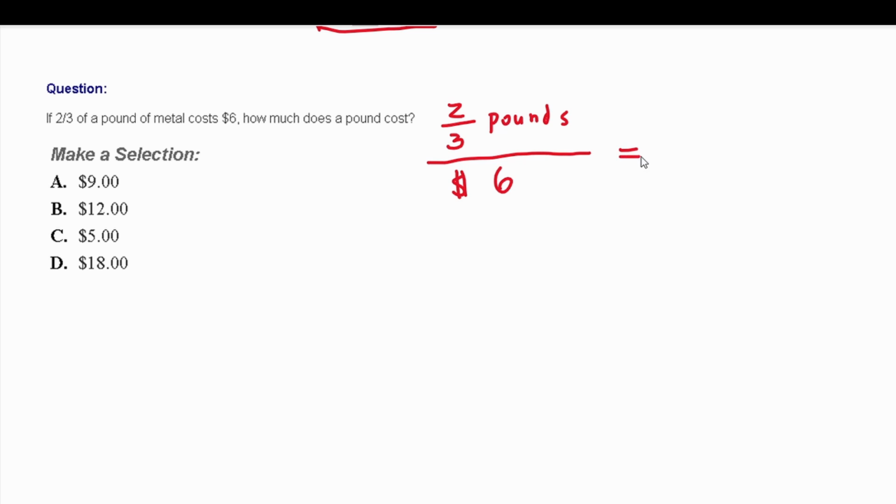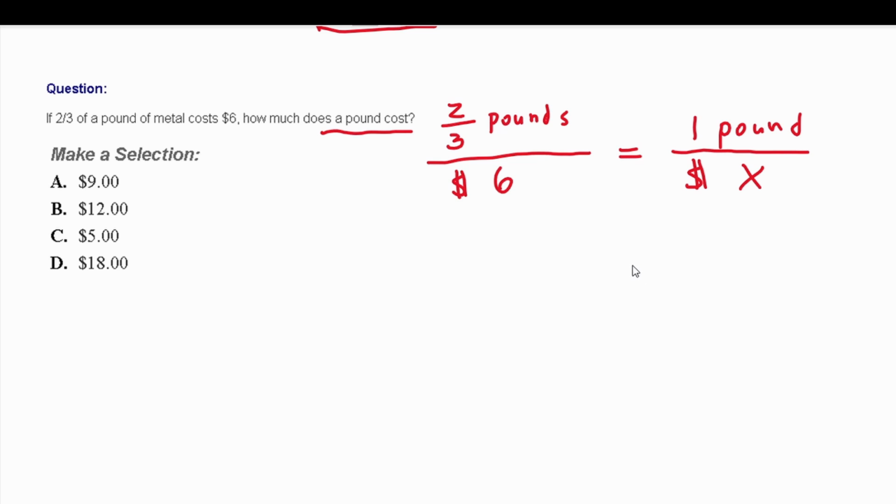Now let's set up the right-hand side of our proportion and fill it in with the information that we're given. The key to setting up your proportions correctly is to keep your measurements the same. So pounds is in the numerator on the left-hand side of the proportion, so we're going to put pounds in the numerator over here. Dollars is in the denominator here, so we're going to put dollars in the denominator here. So again, how much does a pound cost? So this is 1 pound, and we want to know how much that costs. Since that's an unknown value, we'll represent that as X.